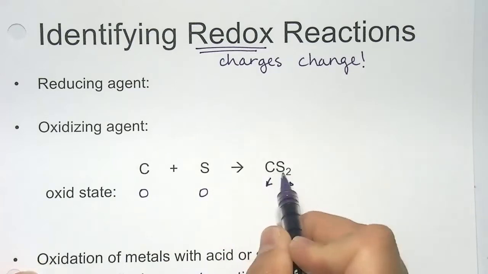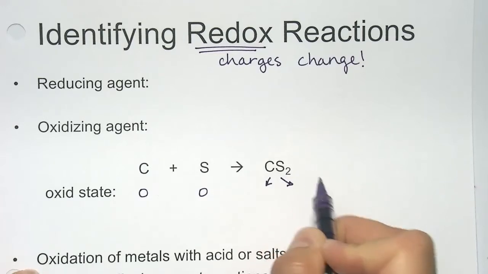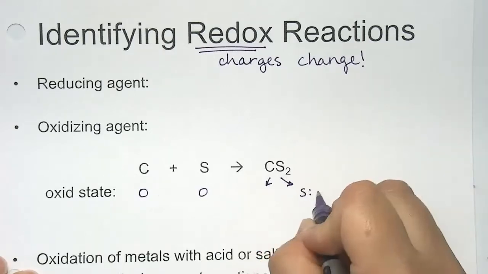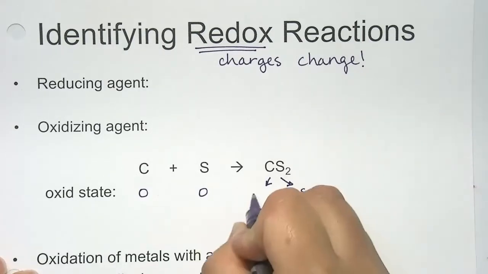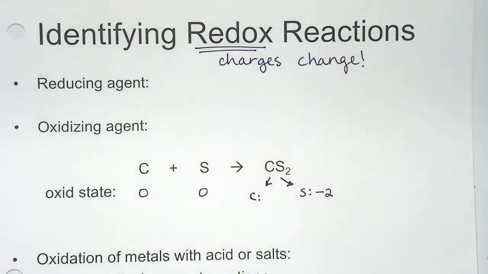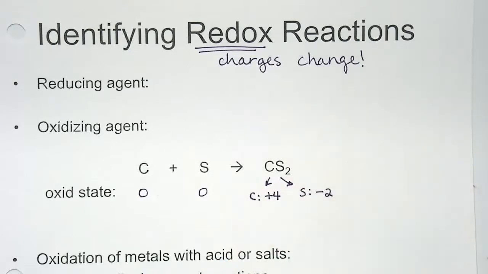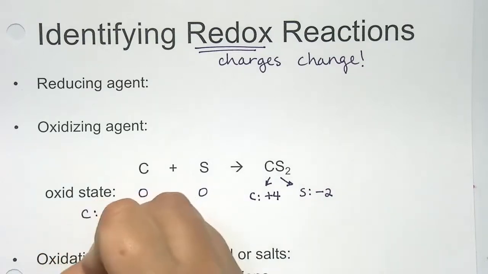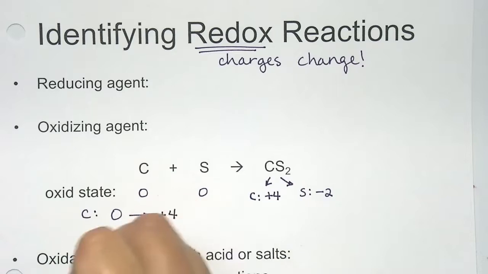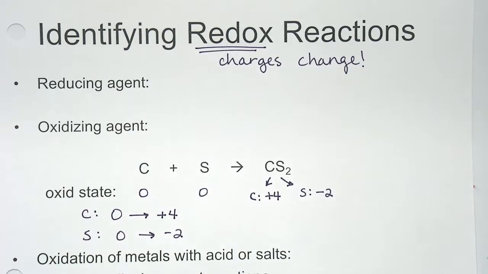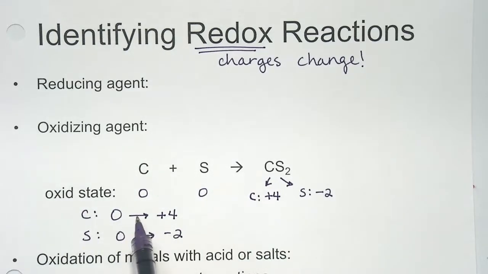We don't actually have rules for either of these, but sulfur is in the same column as oxygen. So Christine, what would we think sulfur is going to do? -2, excellent. So what is carbon then going to have, Paul? Excellent, +4. So carbon went from 0 to +4, and sulfur went from 0 to -2. So Young, did carbon gain or lose electrons to become more positive?